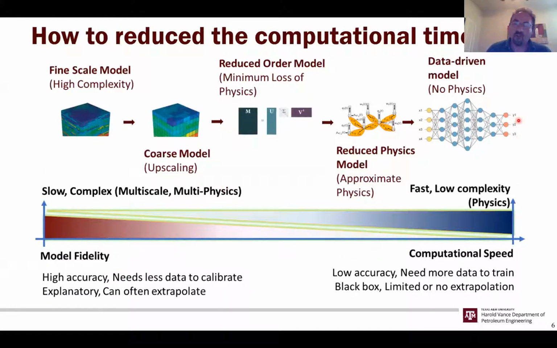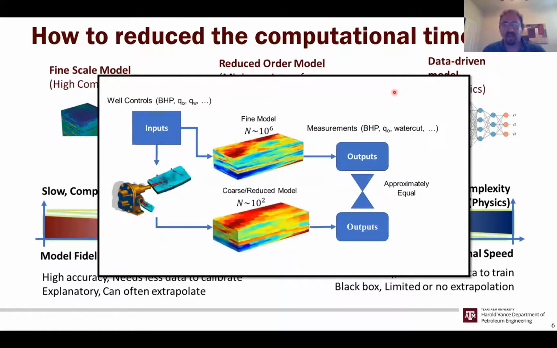Okay? So what we looked at the most was this middle class here, which is reduced order modeling, which is basically trying to come up with a representation of your simulator, right? Which can be, the output can be approximately equal to the input. So we are trying to come up with all this machinery here so that no matter what we do with the well controls, we always get the same type of approximation.